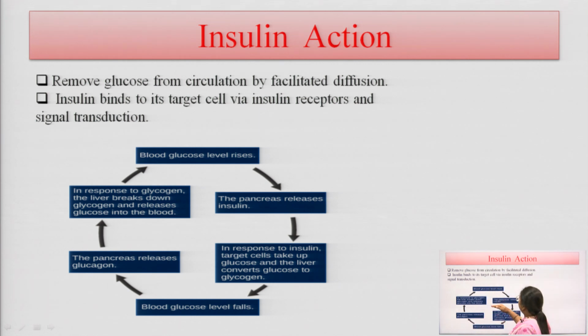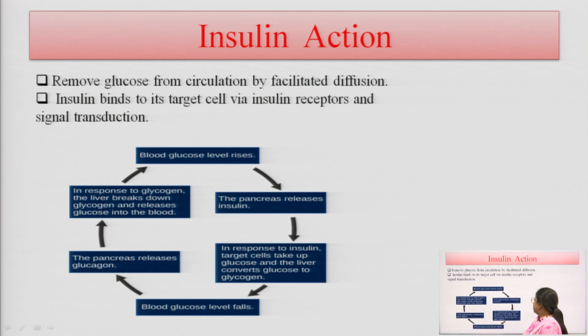It removes glucose from the circulation, so facilitated diffusion is the main work here, and insulin binds to target cells via insulin receptors and signal transduction. Whenever we take any type of food or diet, the blood glucose level increases in metabolic conditions, and then the pancreas releases insulin.